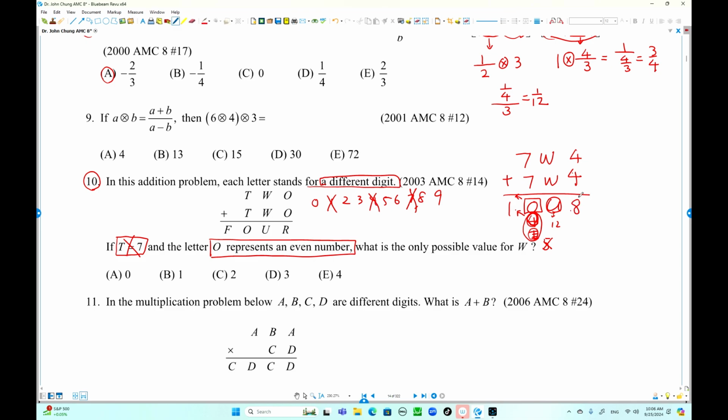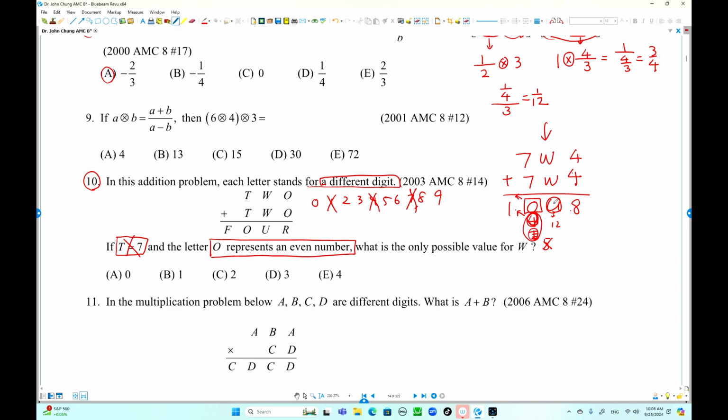Okay. So the available digits are 0, 2, 3, 5, 6, 8, 9, right? Now take a look over here. We're going to find the possible value of W. There's no carry over here, right? So W plus W will be one digit. It can't be 10 or more. If W is 5, what is it? 10, right? A carry. That's not good. W must be less than 5.